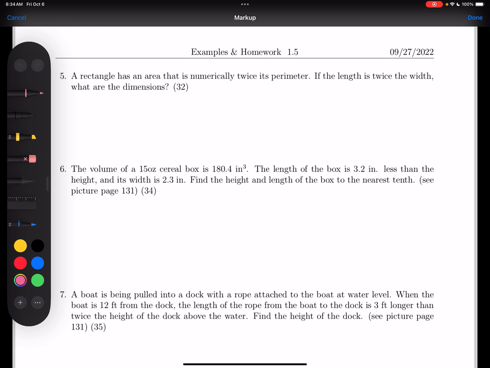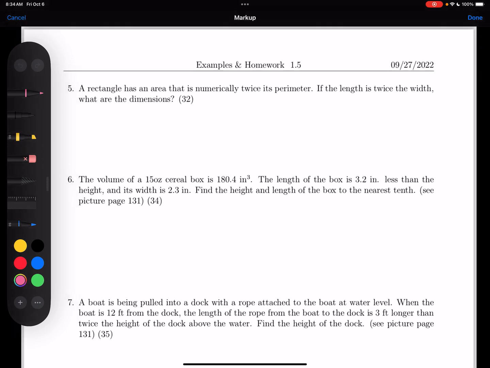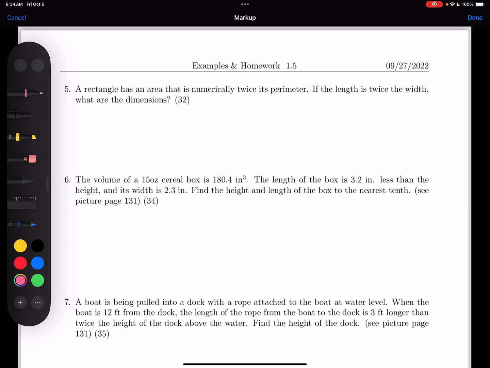So I would start out by writing down things that we know first of all, and then go from there. So we're going to call our width x. We're told that the length is twice the width, so the length is going to be 2x.